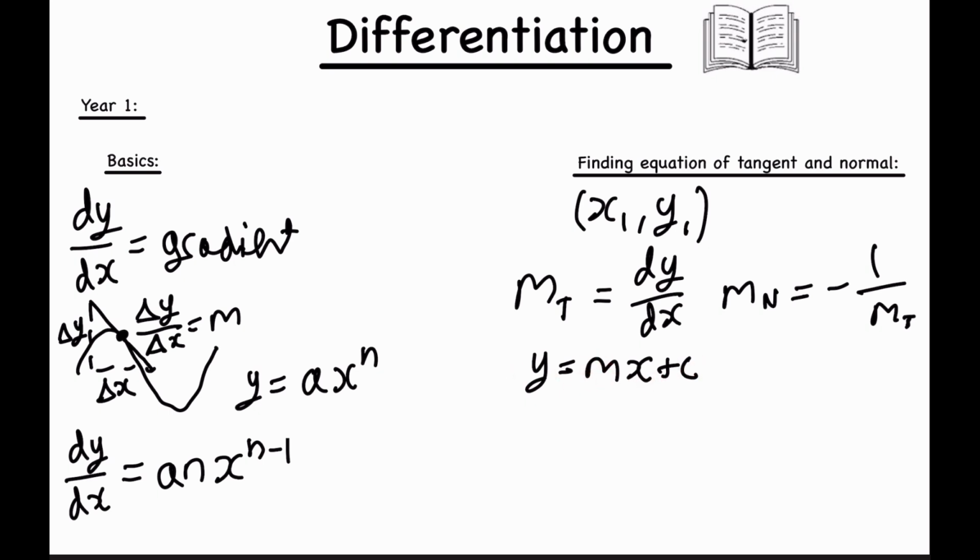Or you could alternatively substitute it into this format, y minus y1 equals m times (x minus x1), and you can substitute your values of x1, y1 into these places, and then you will still get an equation of a line. You just need to rearrange it to the form y equals mx plus c to make it look like this.